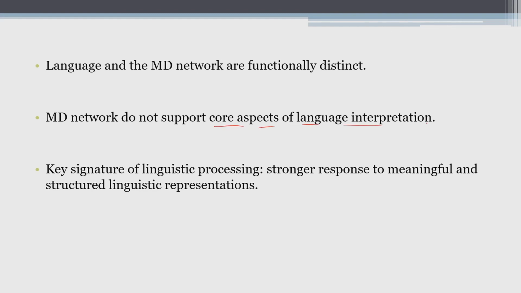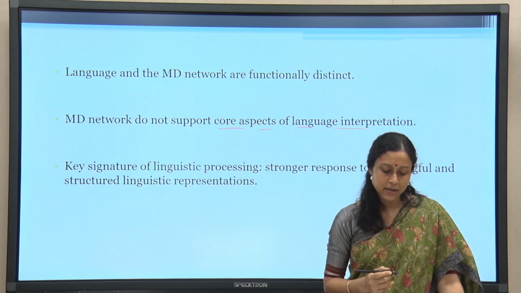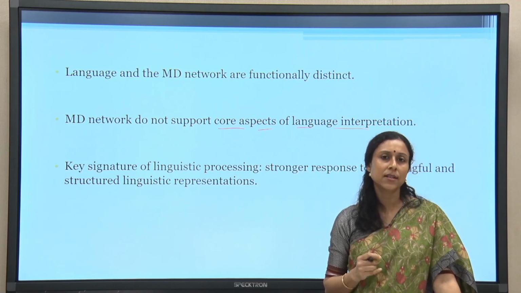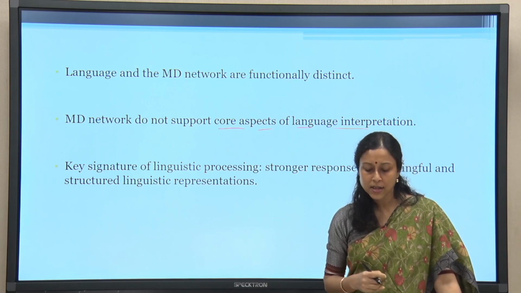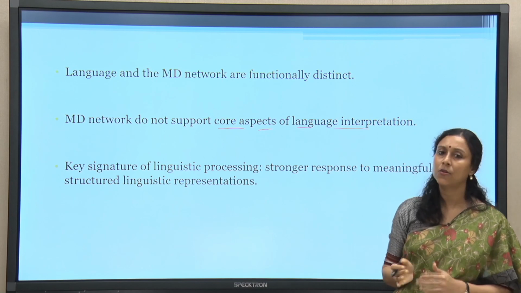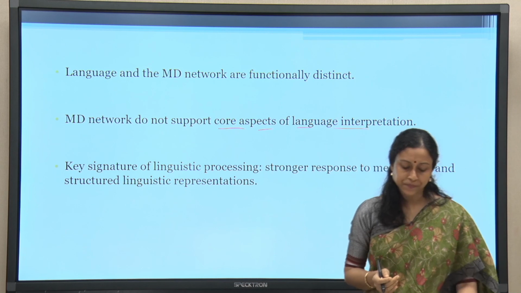However, this has to be taken with a pinch of salt, because Fedorenko herself has pointed out in one of her latest papers that there seems to be slight activation of this network in certain kinds of language processing, and they are still working on this. But overall, the MD network does not support the core aspects, at least, of language interpretation.